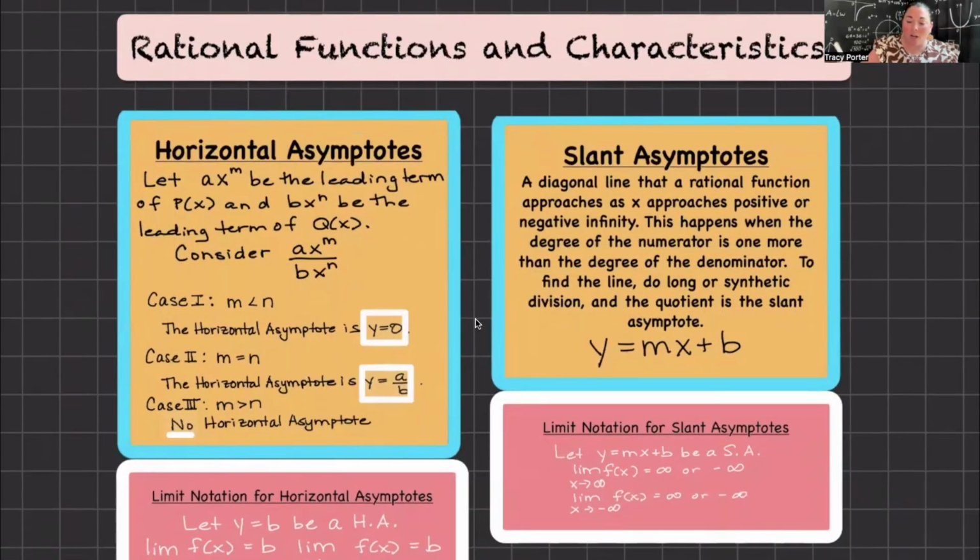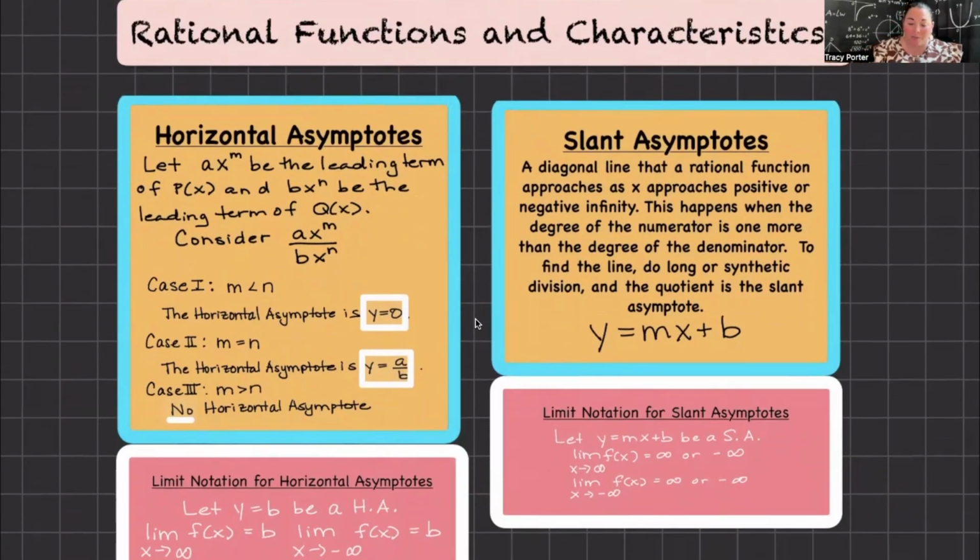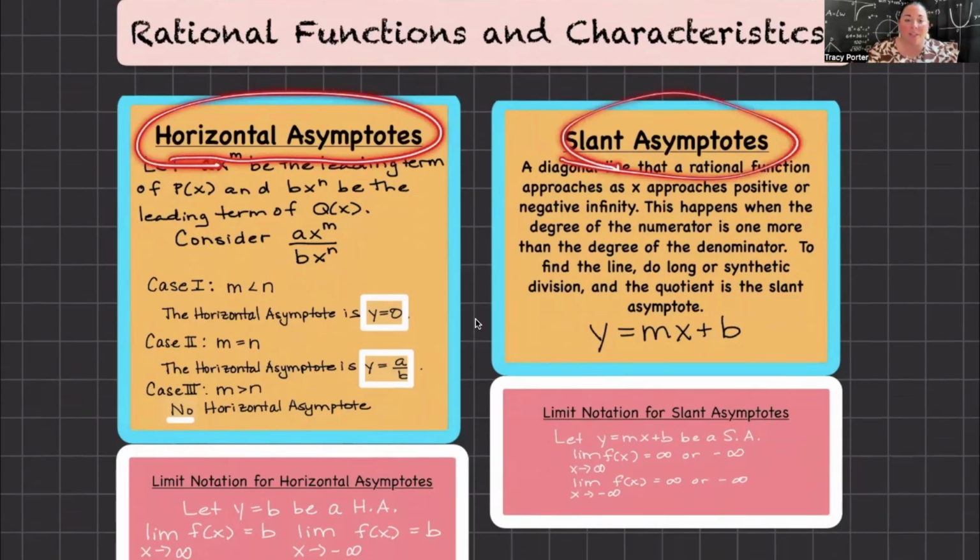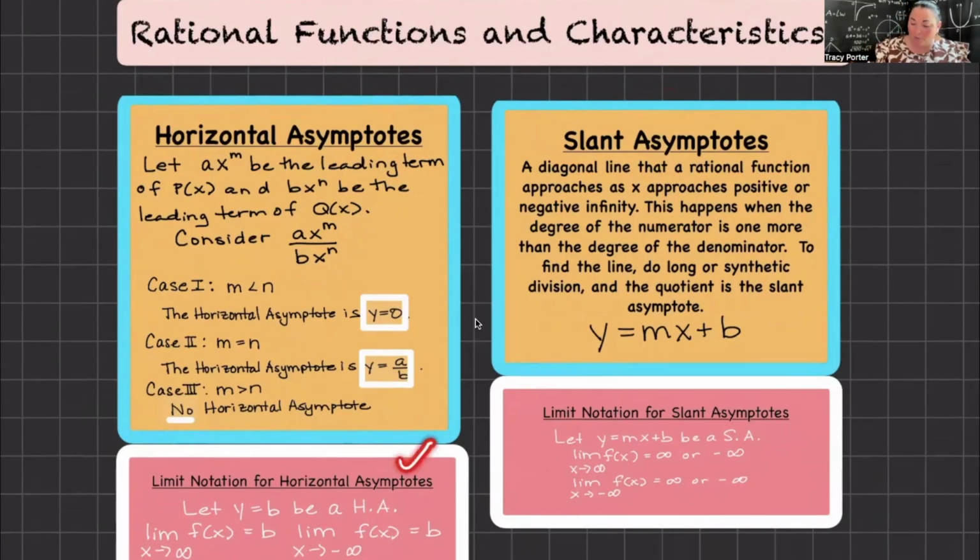Okay, this lesson on rational functions and their characteristics is going to focus only on the horizontal and the slant asymptotes. There was a previous video that covered other properties, so this video is only going to talk about these two. We also mention the limit notation, which is mainly used in an AP Precalculus class when we're going over these. So let's look at some of the properties.